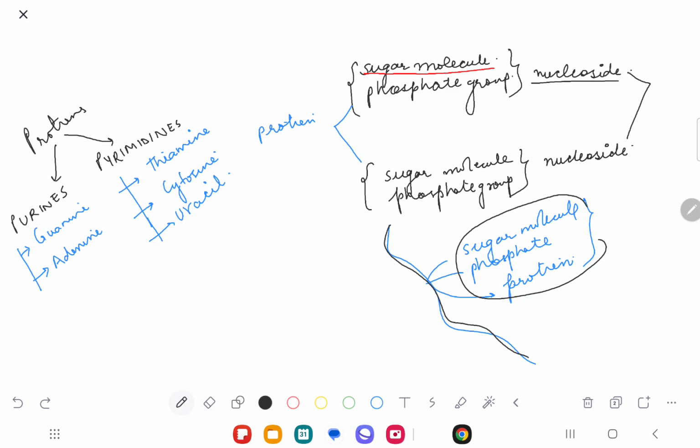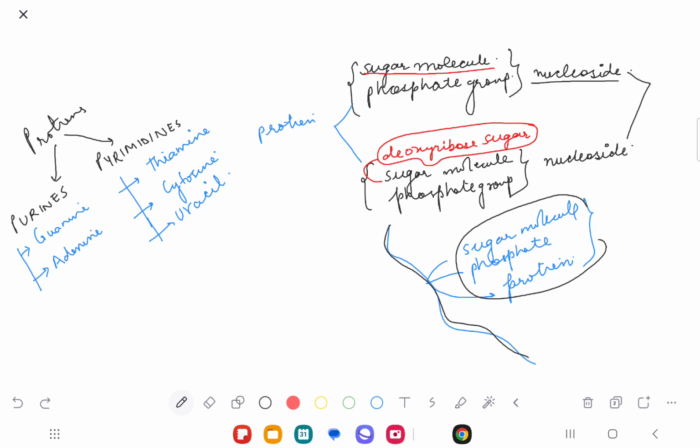Now, understand. Which sugar molecule do we have in here? We have deoxyribose sugar. That's the name of the sugar molecule that we have.